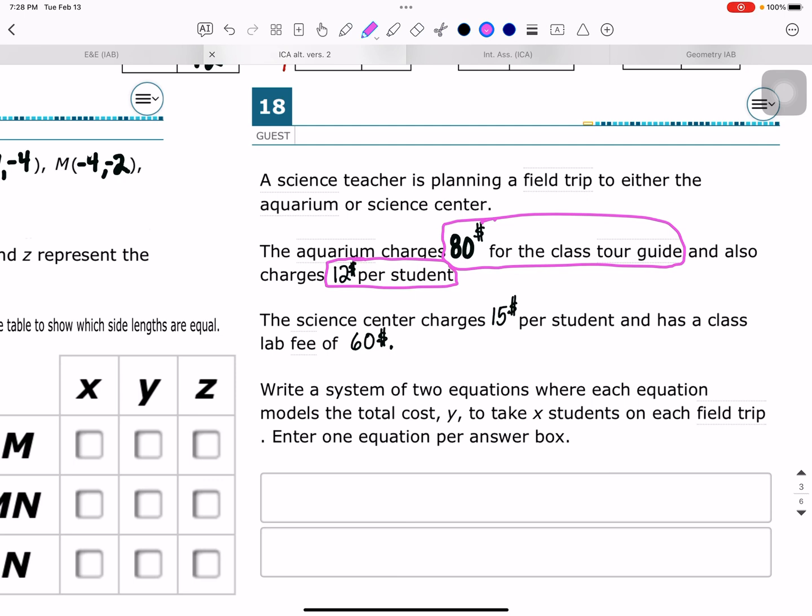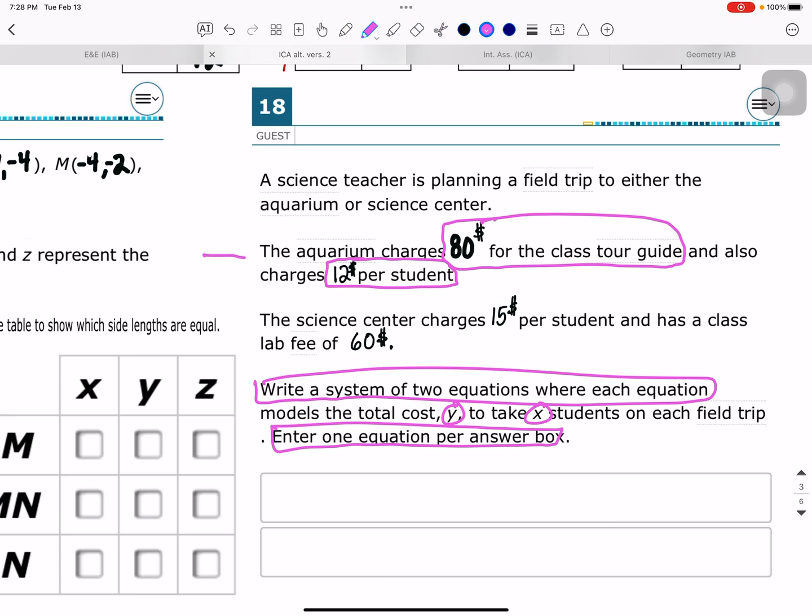At the end it says write a system of two equations where each equation models the total cost. We're going to use Y and we're going to use X. Enter one equation per box. So we have two equations. They don't even need us to solve, they just want us to write the equations.